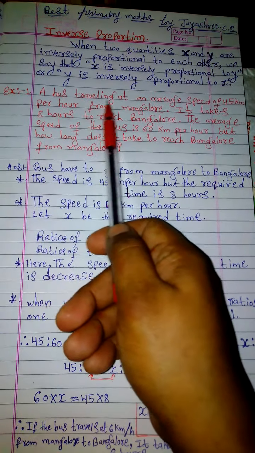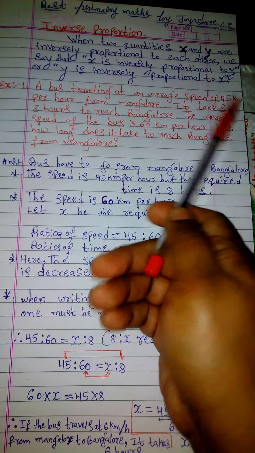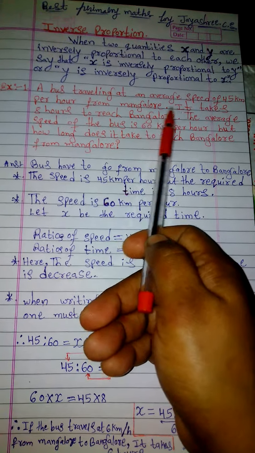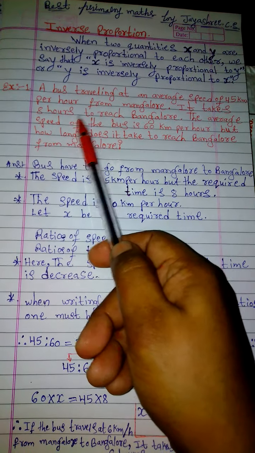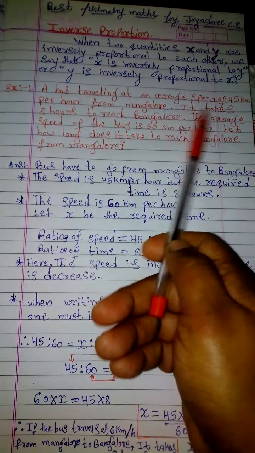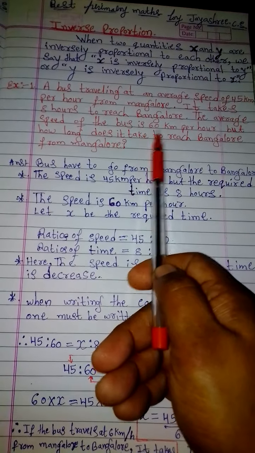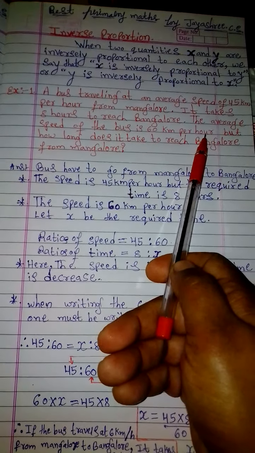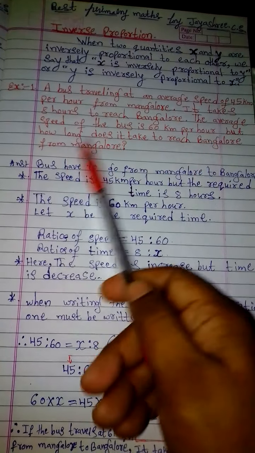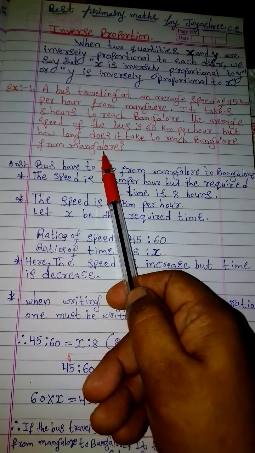A bus traveling at an average speed of 45 km per hour from Mangalore takes 8 hours to reach Bangalore. If the average speed of the bus is 60 km per hour, how long does it take to reach Bangalore from Mangalore?